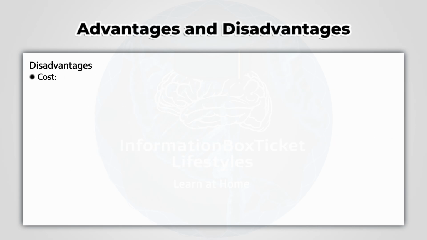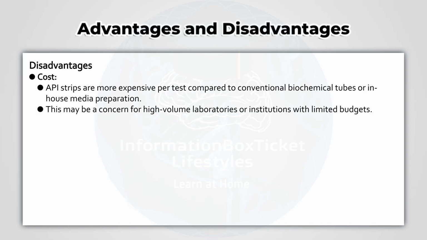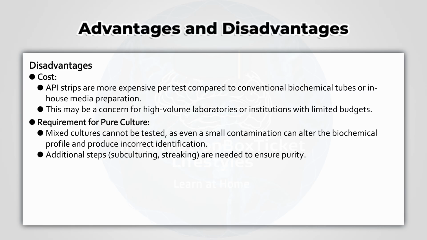Disadvantages. Cost. API strips are more expensive per test compared to conventional biochemical tubes or in-house media preparation. This may be a concern for high-volume laboratories or institutions with limited budgets. Requirement for pure culture. Mixed cultures cannot be tested, as even a small contamination can alter the biochemical profile and produce incorrect identification. Additional steps, subculturing, streaking, are needed to ensure purity.